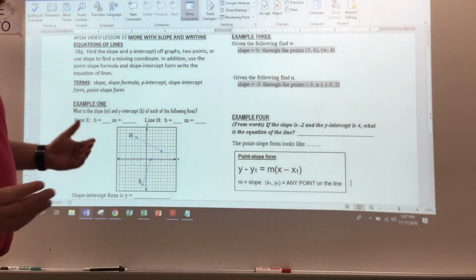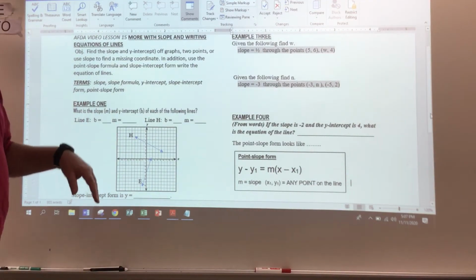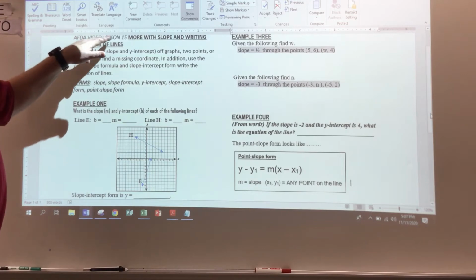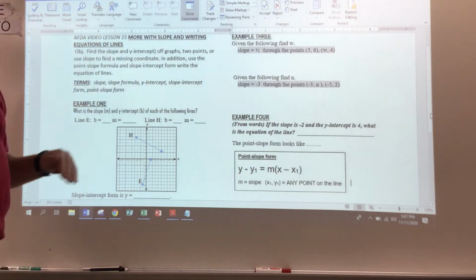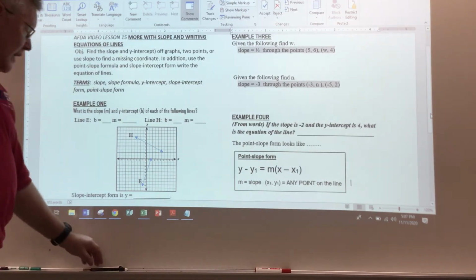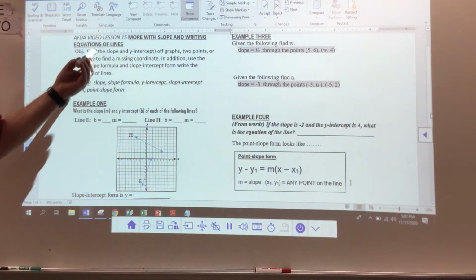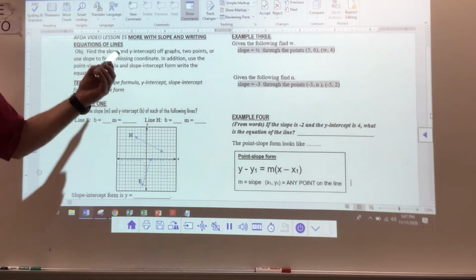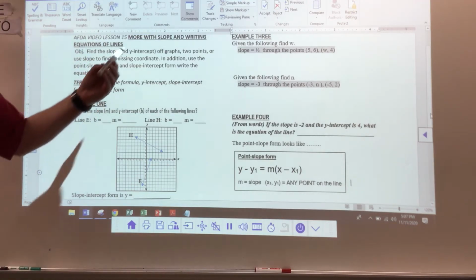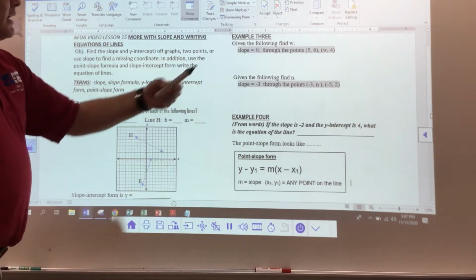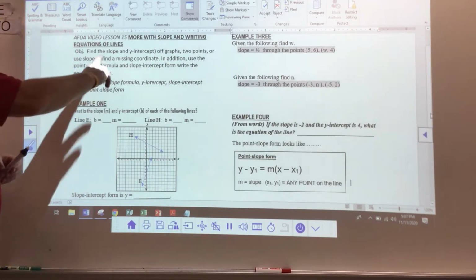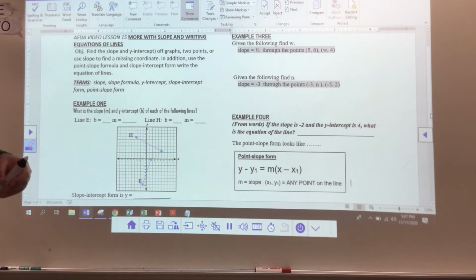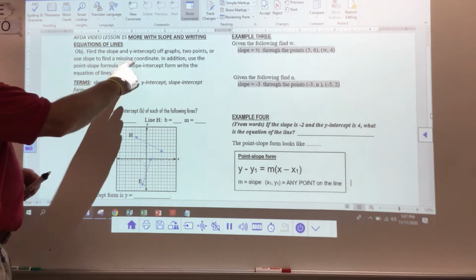Well, hopefully wonderful. Today, we're going to be working with this video lesson 15, more with slope and writing equations of lines. And our objective for today is find the slope and y-intercept off graphs. We know how to do that, I think. We can find slope with 2 points or use slope to find a missing coordinate if we have to. You're going to see that. That might be the toughest thing we're going to do today.